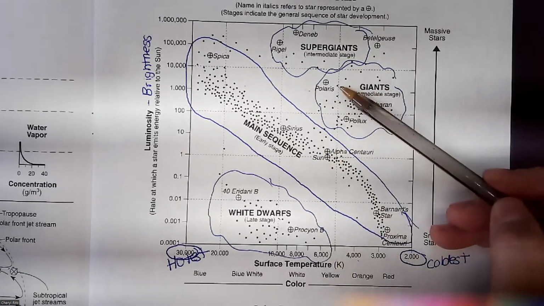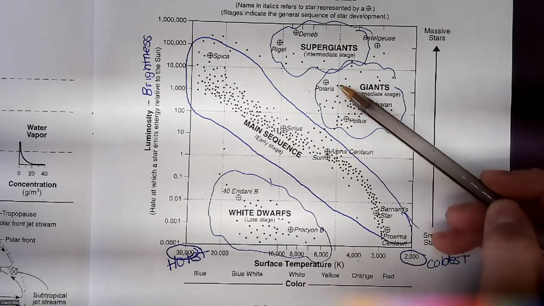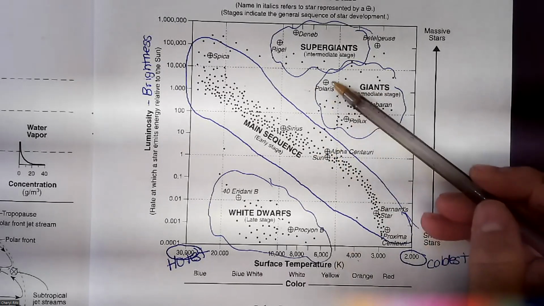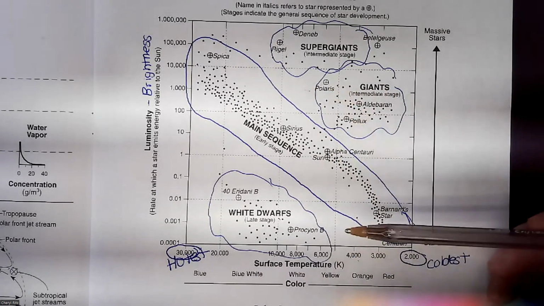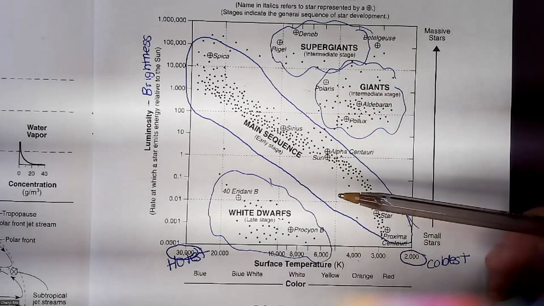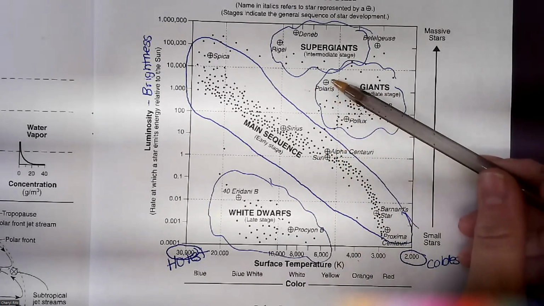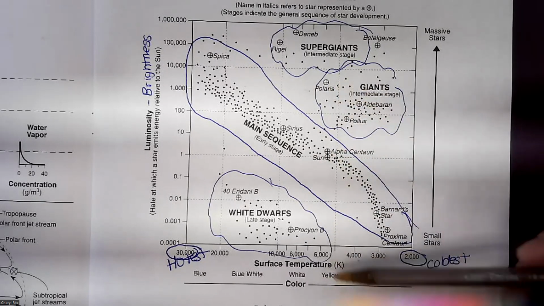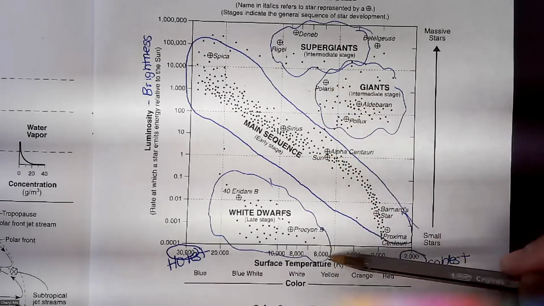Polaris. That's one we've talked about a lot. Altitude of Polaris equals your latitude, but now let's talk about Polaris. What's different about Polaris than our sun? Yeah, a lot brighter. It is brighter. What about its temperature? Same. It's got the same temperature.